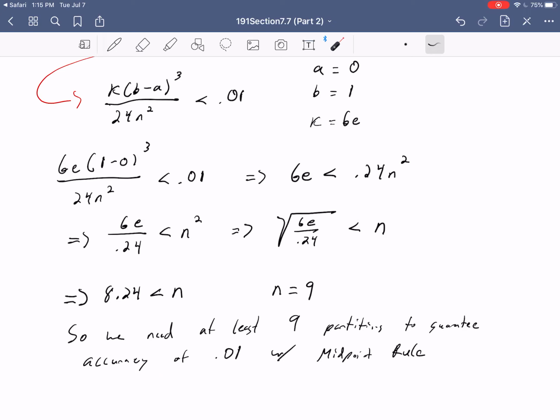In our next video, we'll wrap up section 7.7 by talking about one more approximation, which is the most accurate but also most complicated approximation. It's called Simpson's rule. Not only will we introduce how to run that approximation, but we'll also learn how to estimate its error bounds.